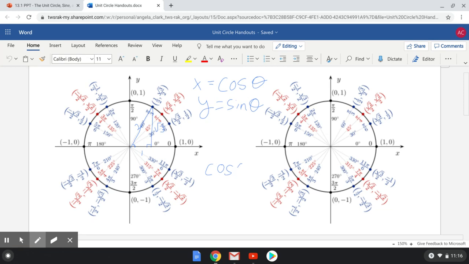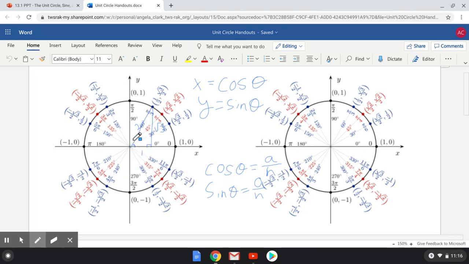Cosine is adjacent over hypotenuse, and sine is opposite over hypotenuse. So cosine is adjacent. So this is the angle we're looking at. So the adjacent side is this one. So cosine is adjacent over the hypotenuse.